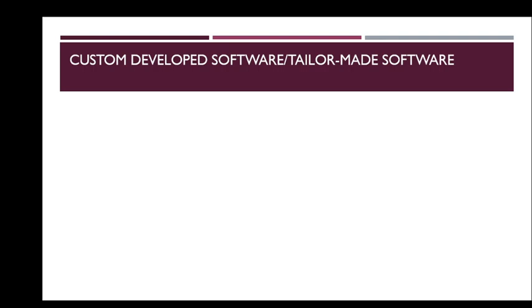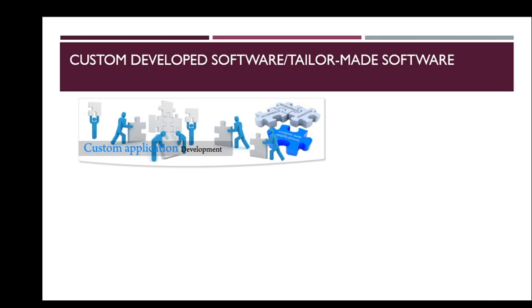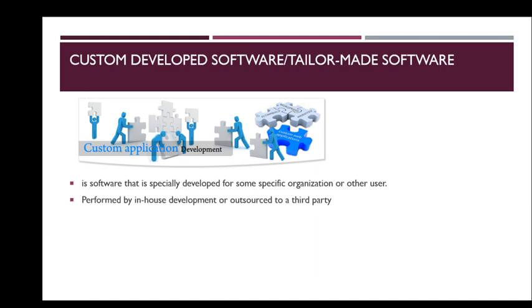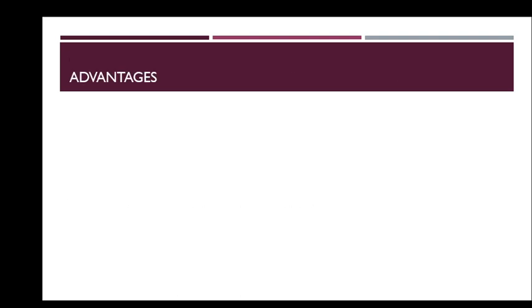Now let's look at the last one, which is custom developed software or tailor-made software. With tailor-made software, this is a process of designing, creating and deploying software for a specific set of users, functions or organizations, and this can be developed in-house or outsourced. Just like we have explained, it's software that is specially developed for a specific organization or other user. It's performed by in-house development or outsourced to a third party to develop it for your organization.